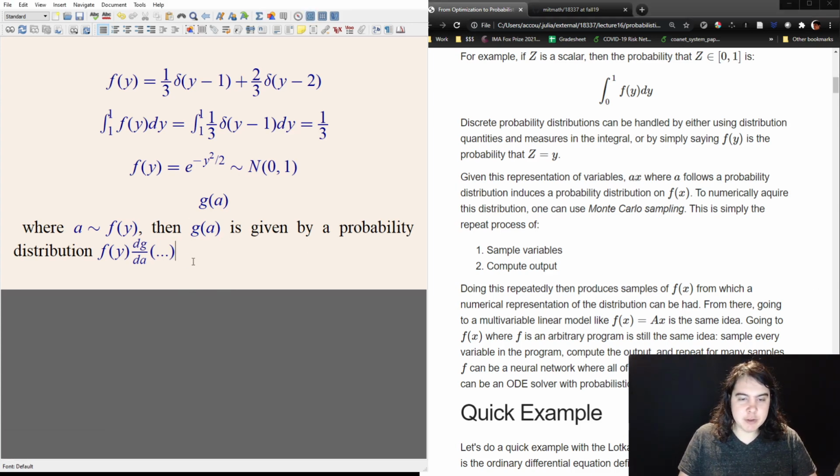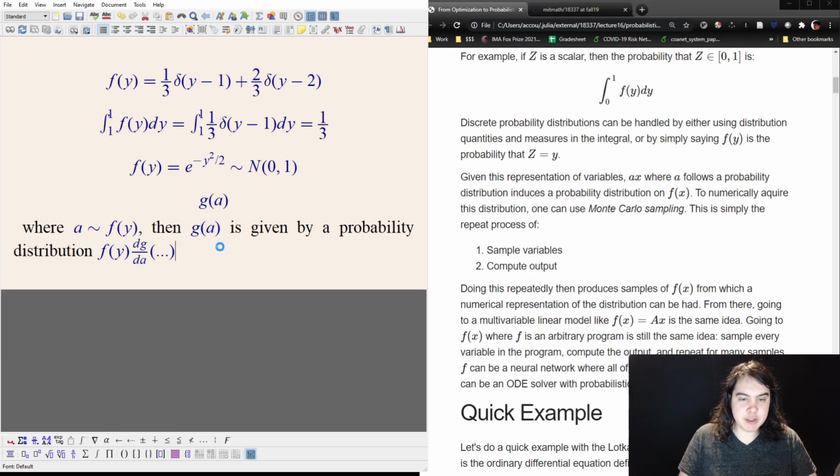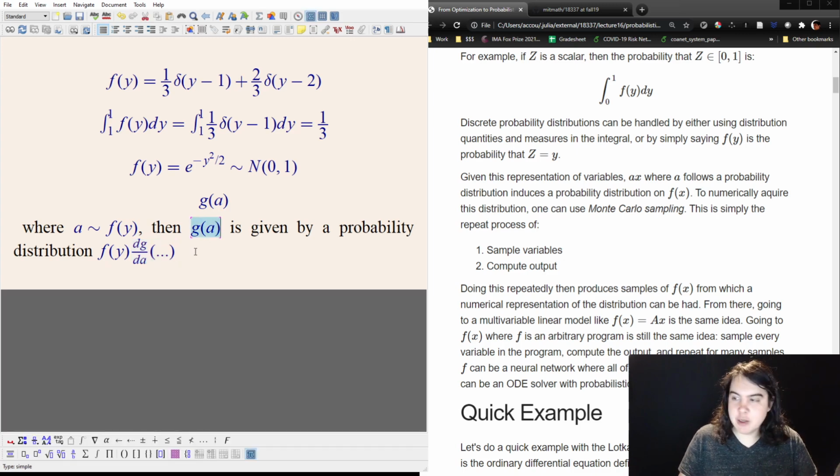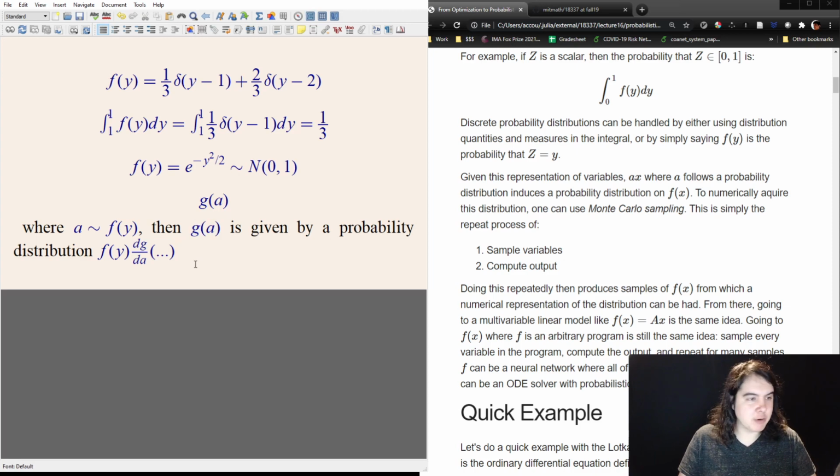If you really want to know what the distribution of g of A is, using these analytical integrals can be difficult. It's what you'd use in theory, but what if you just have a computer? Then, if you want to know the probability distribution of g of A, you can use what's known as Monte Carlo sampling.